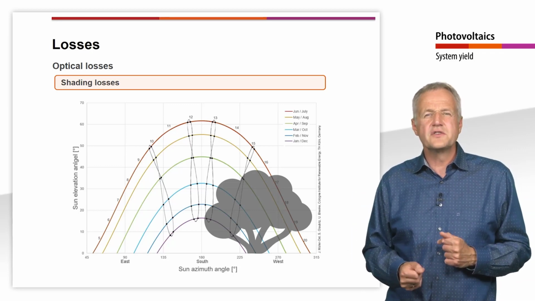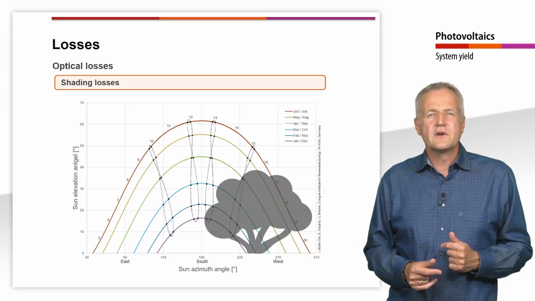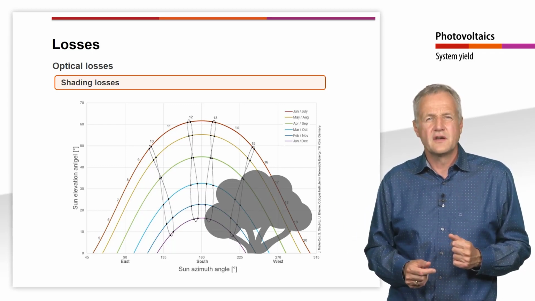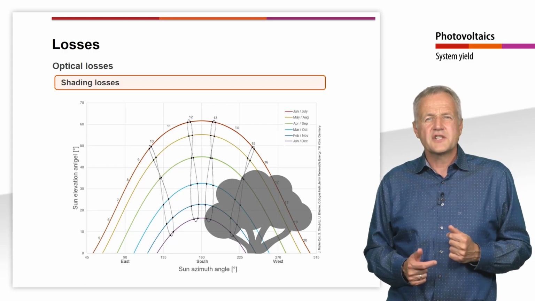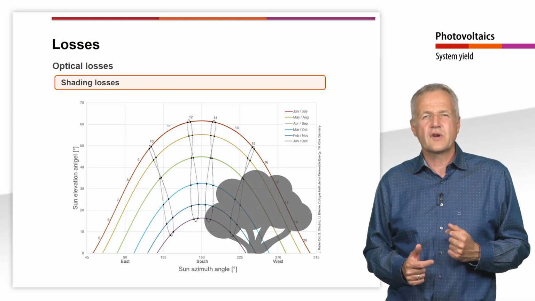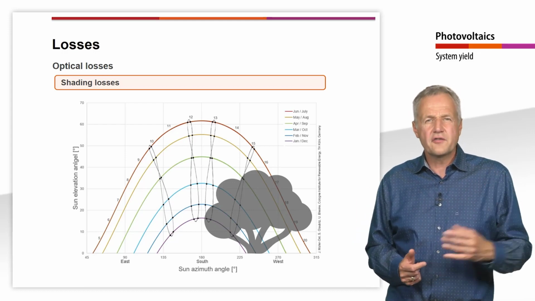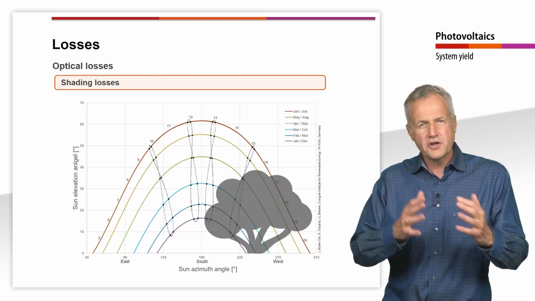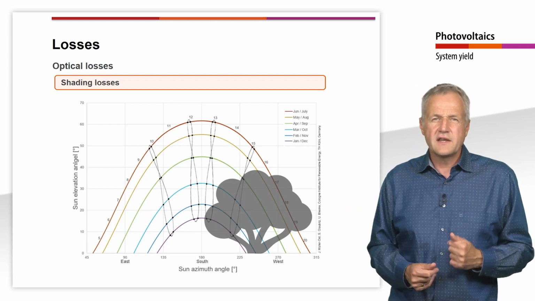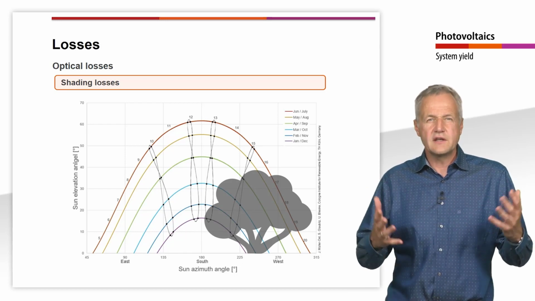The yield losses due to shading can only be estimated very roughly with the method presented here. For an exact calculation of the expected losses, the use of professional simulation programs is recommended. Here, either a self-created shadow horizon can be imported, or the expected shading can be calculated for every hour of the year using a 3D simulation.